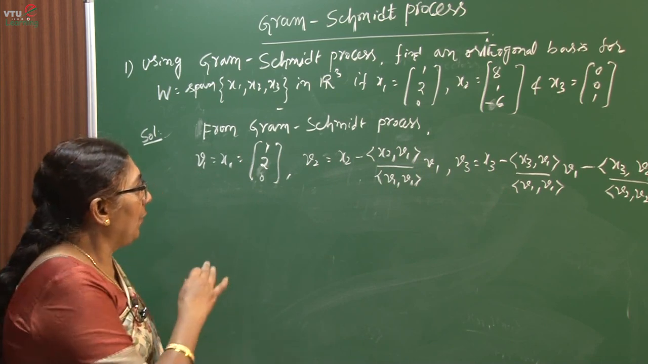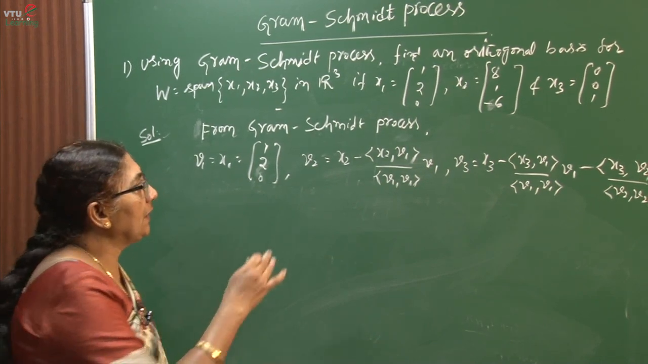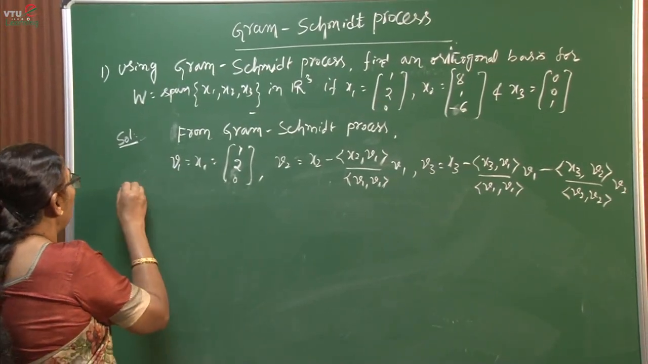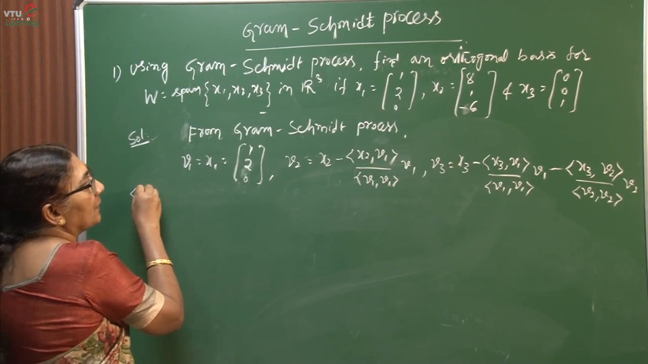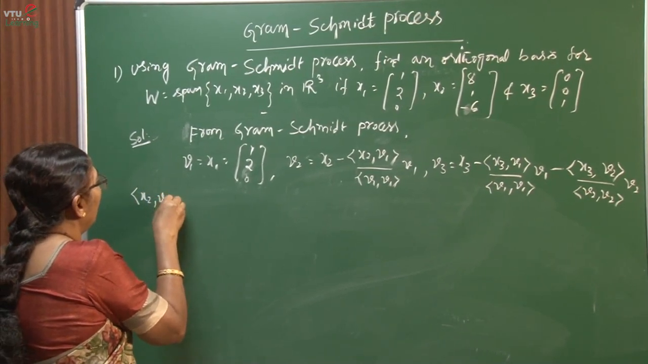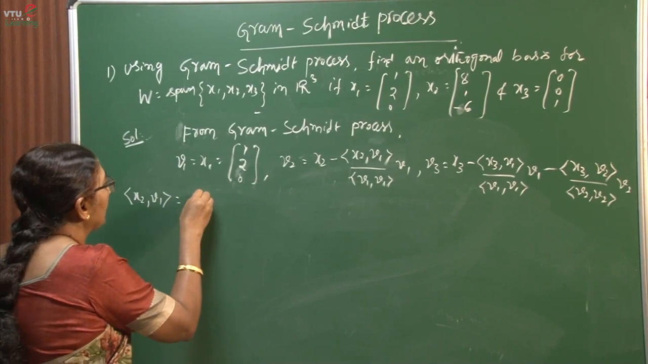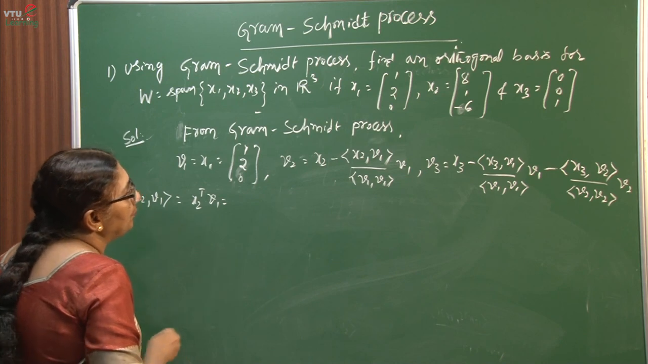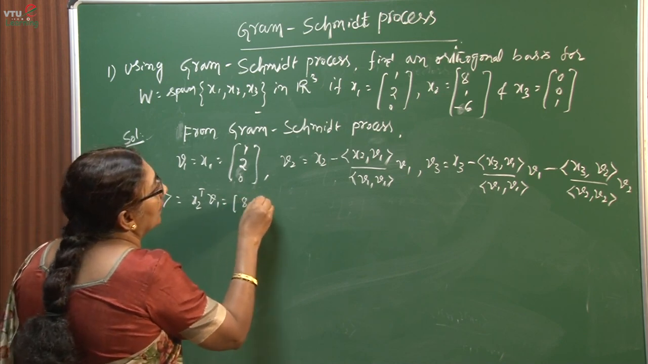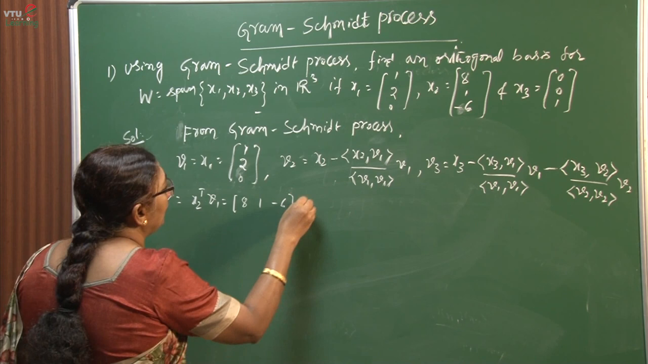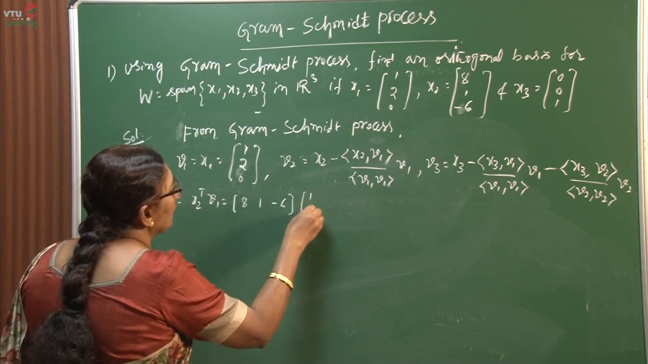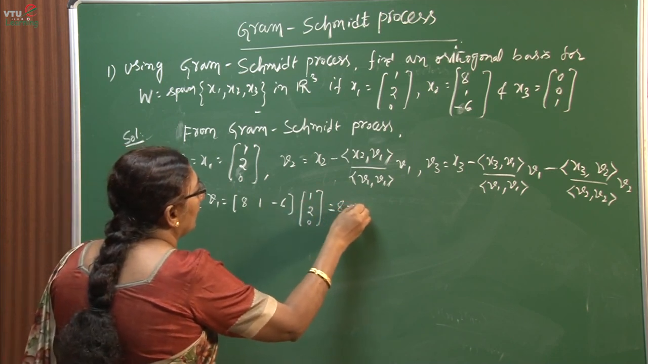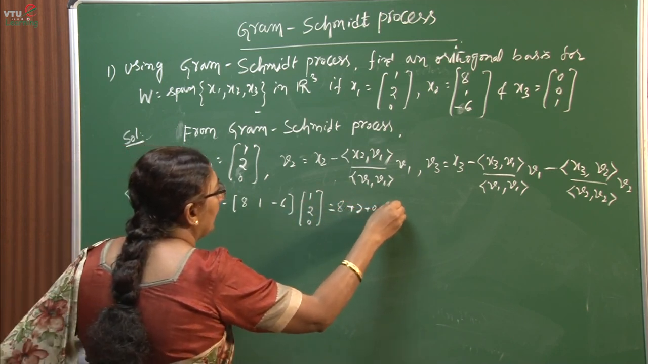Now, if you want to find these values, what inner product values are required? First, you find them with the help of the given vectors. First you calculate the inner product of x2 comma V1. That is a column vector, so this can be written as x2 transpose into V1. What is x2 transpose? 8, 1, minus 6, into V1, which is 1, 2, 0. You multiply row into column: 8 plus 2 plus 0. What do we get? 10.